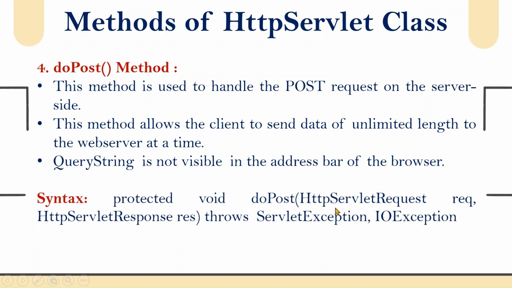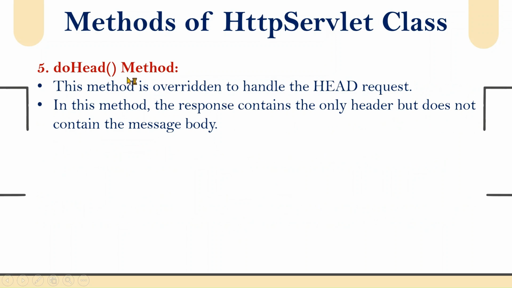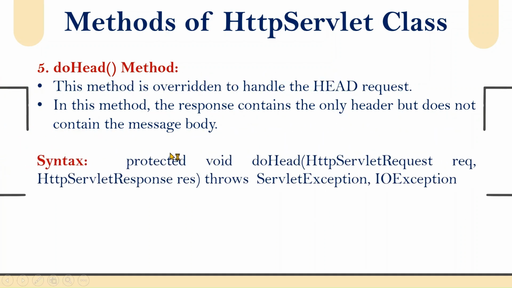Now coming to the syntax, you can see protected void doPost, the parameters are the same, and it throws ServletException and IOException. Then coming to the doHead method, this method is overridden to handle the head request. So only the header information can be extracted, like what the content length is, what the type of encoding is, and how many bytes it is asking for. In this method, the response contains only the header but does not contain the message body. The syntax is protected void doHead, the parameters are the same for all the methods, and it throws ServletException and IOException.